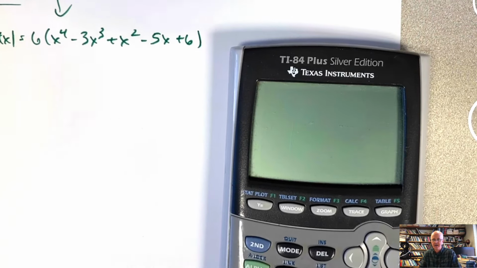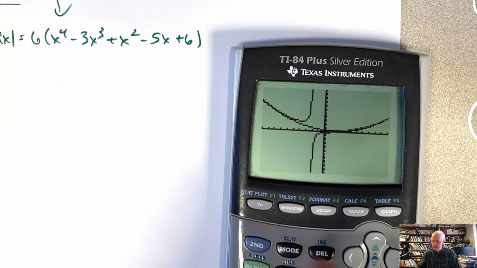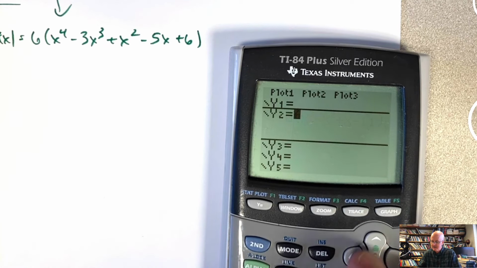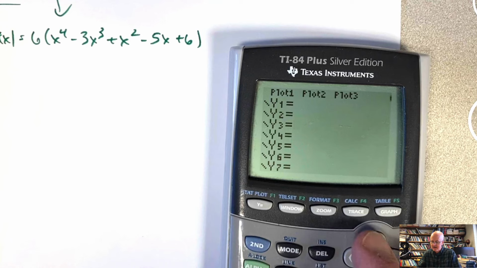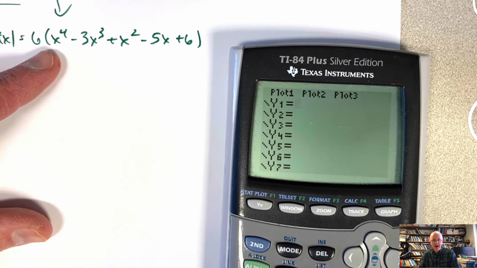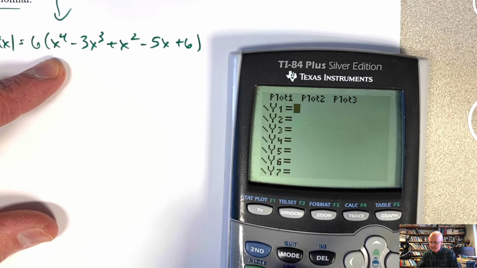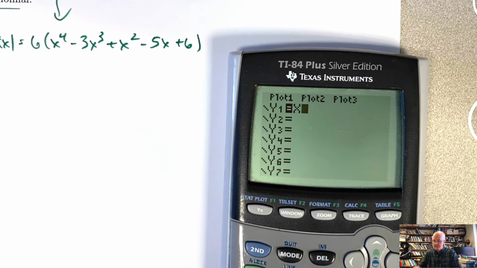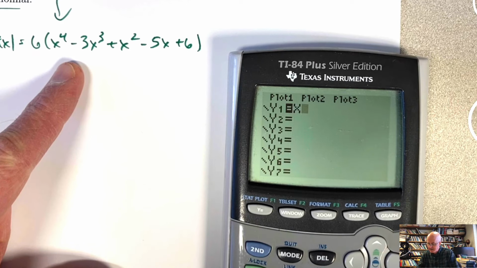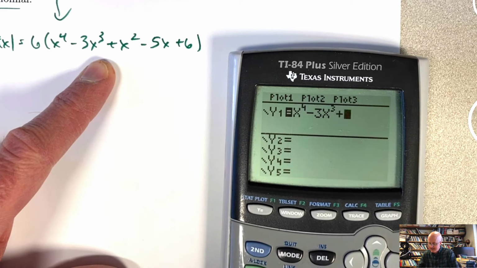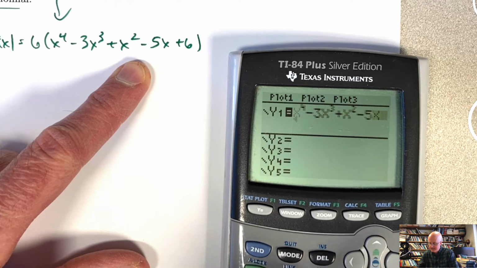Let's jump in right away with the technology here. Clear this out. Go to my y equals screen. Clear these out like that. All right, we're trying to graph. Let's go ahead and just graph the part without the 6. I'll just leave the 6 out in front. It'll be a vertical stretch of this graph that I'm about to graph here. x to the fourth minus 3x cubed plus x squared minus 5x plus 6.